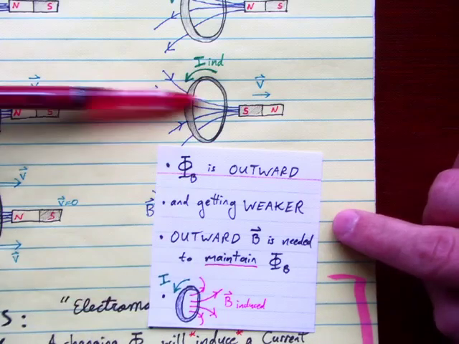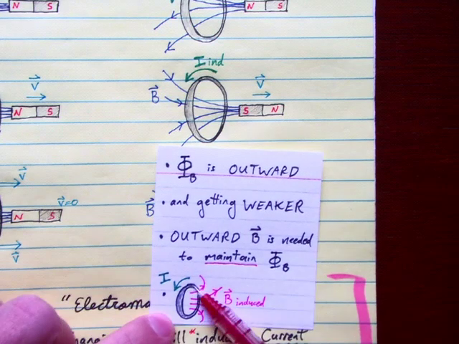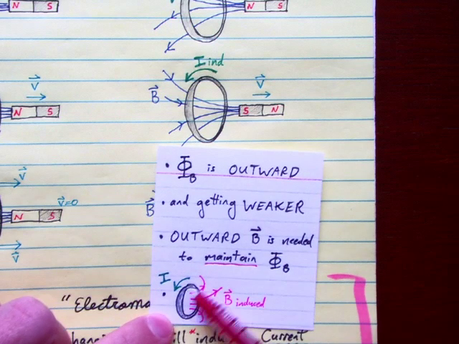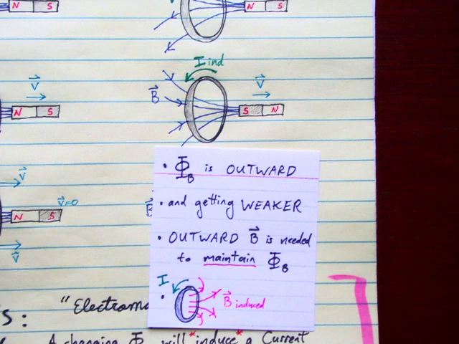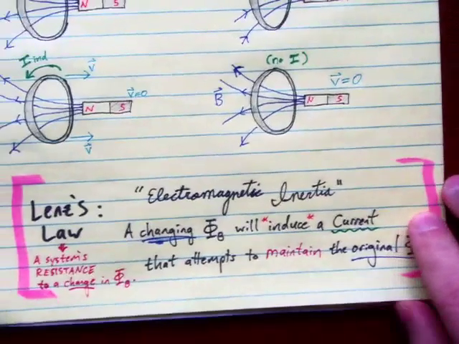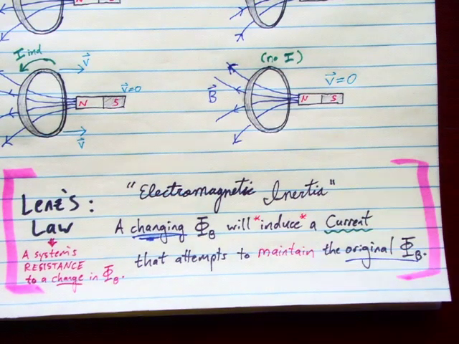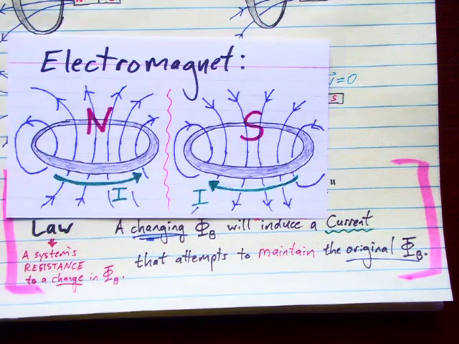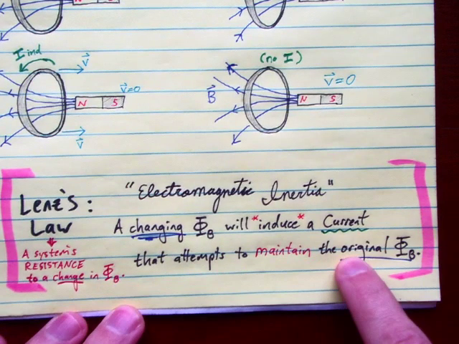How do we get outward B? How do we get B to the right? Well, by having current run this way around the loop, generating a secondary or induced B field that way. There we go. So in all those cases, we're seeing how the changing flux induces a current. That current will create a secondary magnetic field, an induced magnetic field, in such a direction as to maintain the original flux.